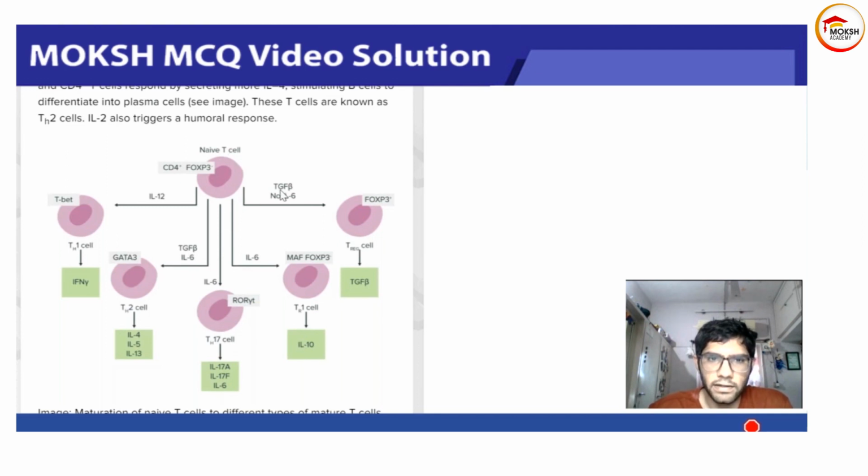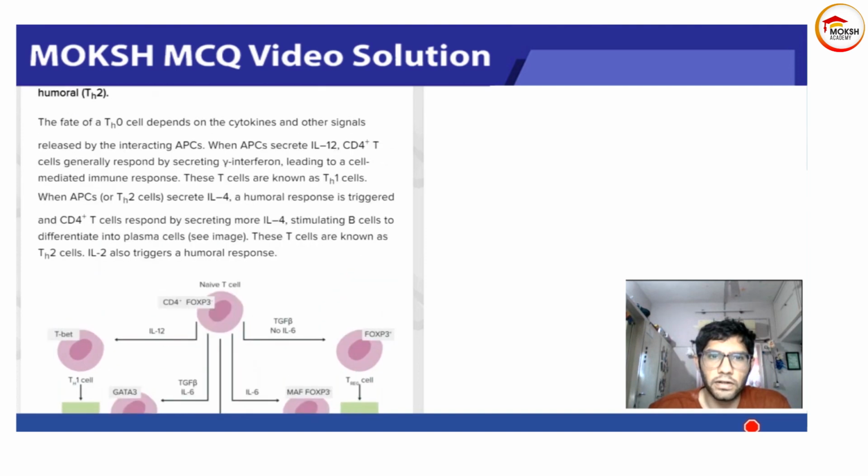When there is TGF beta and no IL-6, then there is FOXP3. This is the Treg, regulatory T cell response. So if you remember these four, then it is more than enough. I think MAF is not required, it is also alright. So this is something important that you need to know.